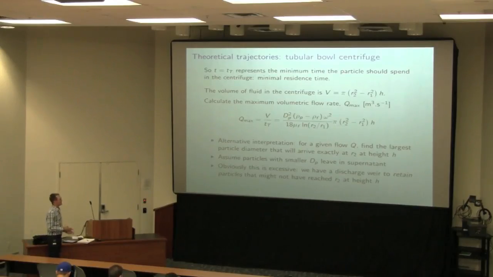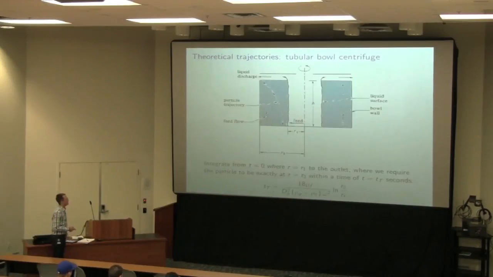But what we said yesterday is, well, that's a little bit excessive. Because it's clear that even if a particle didn't reach R2 within that time, let's say that particle reached somewhere over there within the time t, it would still be retained by the centrifuge, given the geometry of the wall over there.